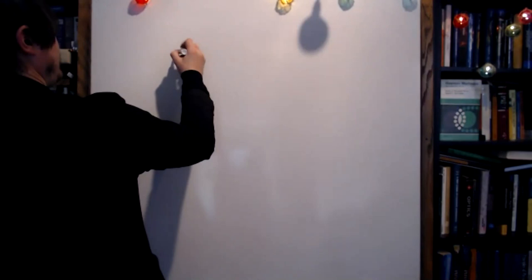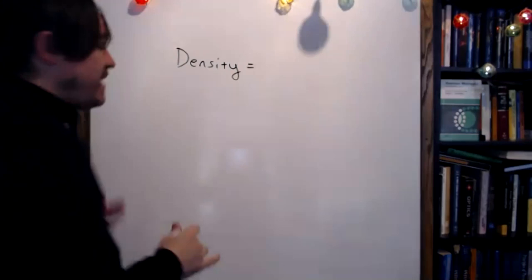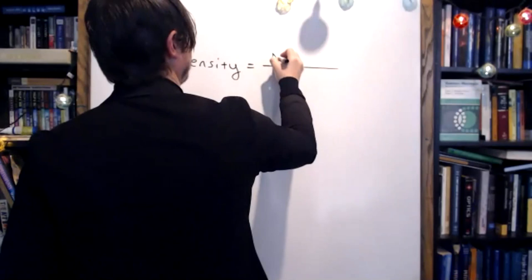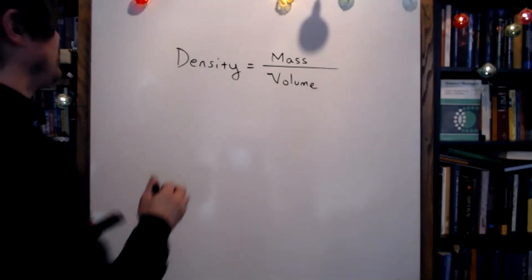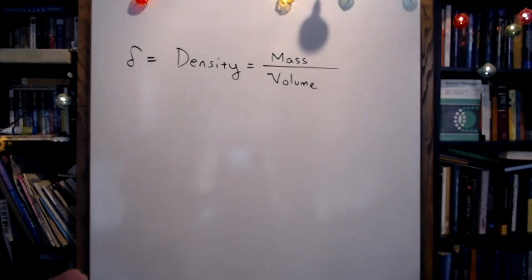Density is a basic property of matter. It's defined as an object's mass divided by the object's volume. I'm going to use a special symbol for density, the Greek letter delta, so I don't have to write out density every time. Delta will stand for density in this class.